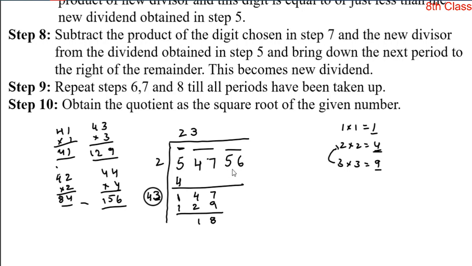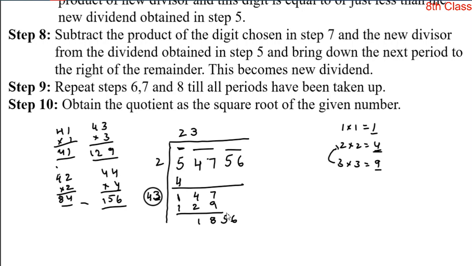So here we have one more period. What is that? 56. Now bring down that period as it is. Now the new dividend is 1856. Now repeat steps 6, 7, 8.